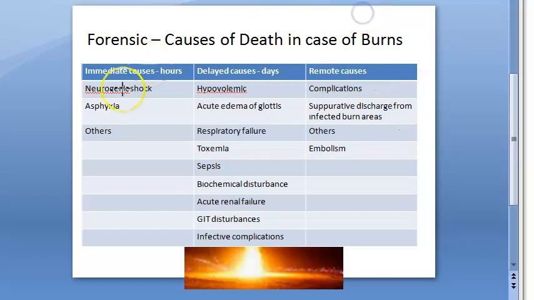Okay. So we have covered this topic for you, forensic cause of death in case of burns.